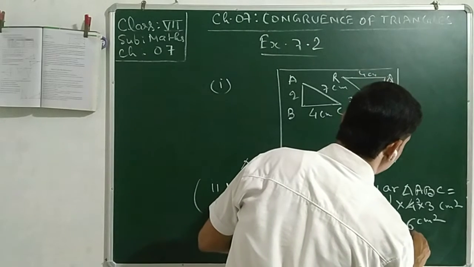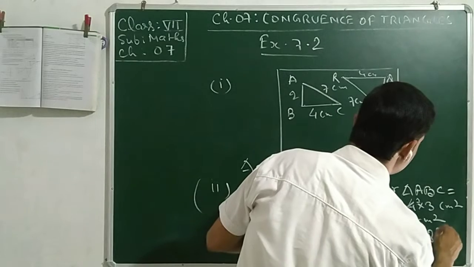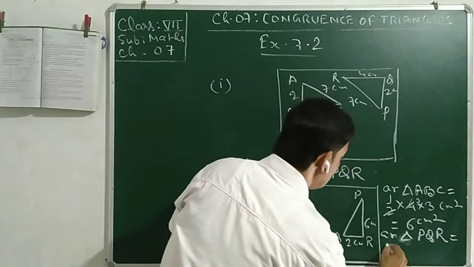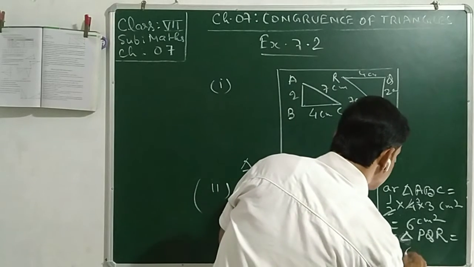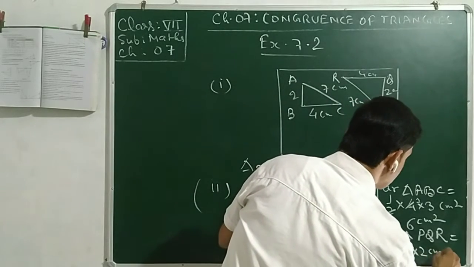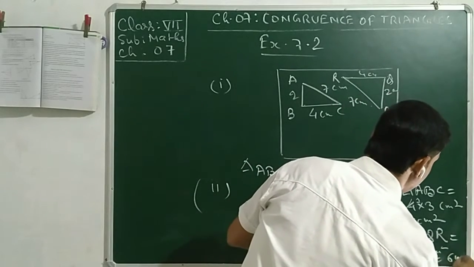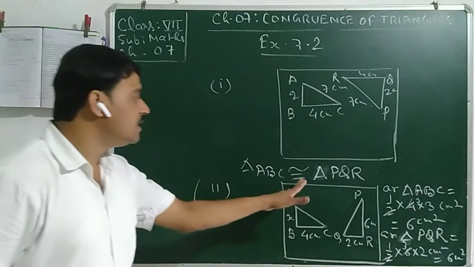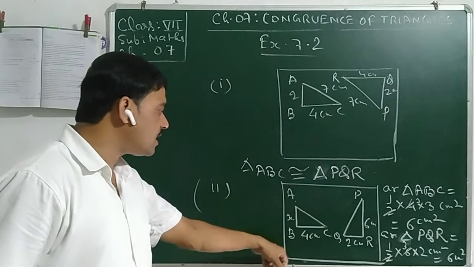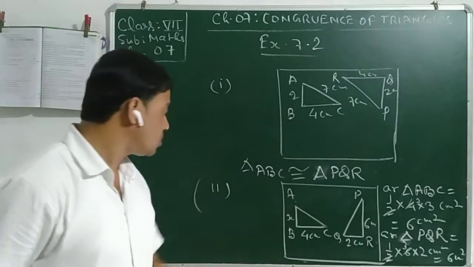Similarly, area of triangle PQR is 6 into 2 cm square. If you reduce it to lowest term, this also you will get 6 cm square. Hence we got that they are having the equal area, but they are not congruent.